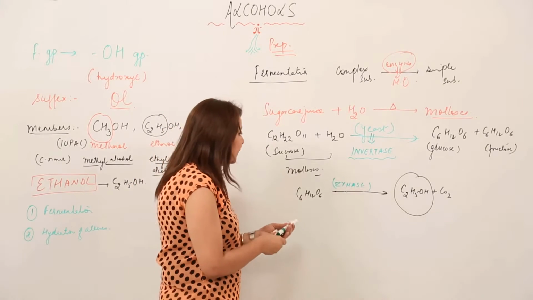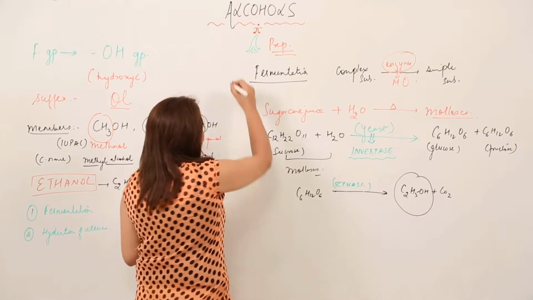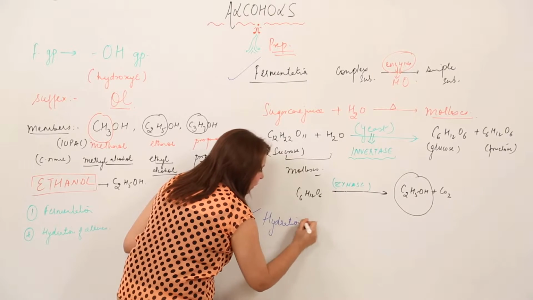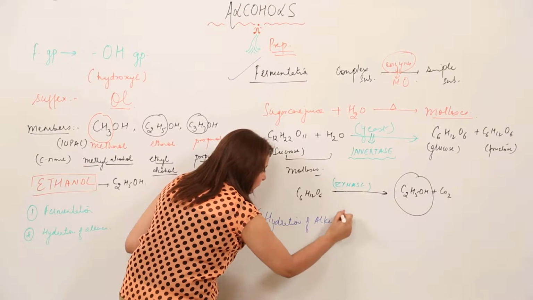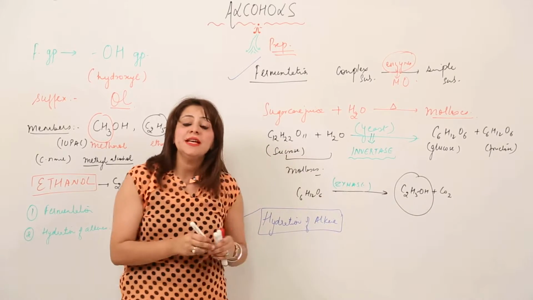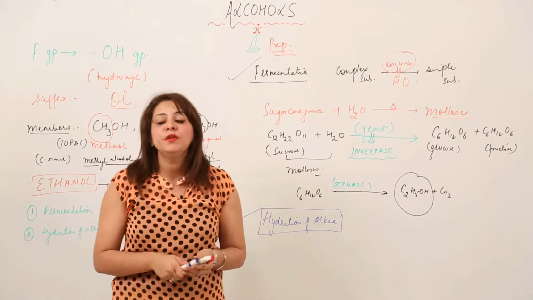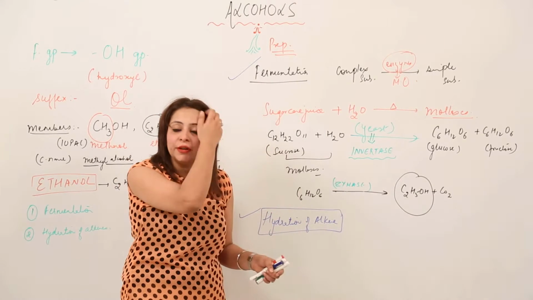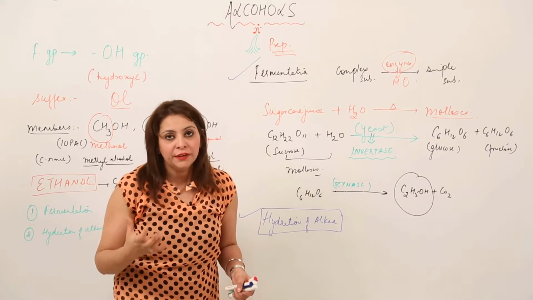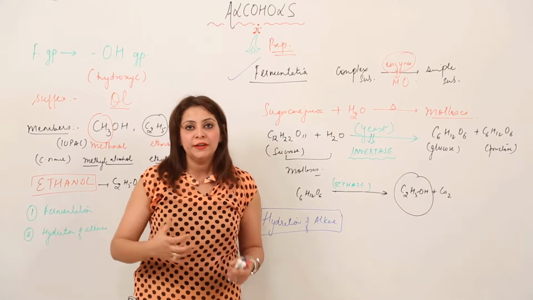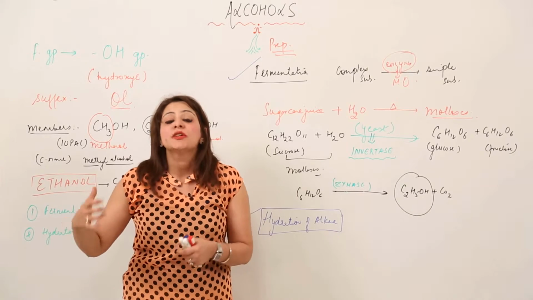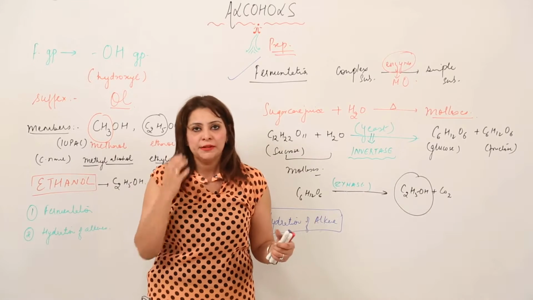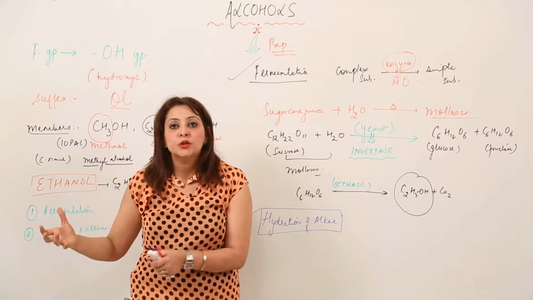So we have got another process, that is hydration of alkene. See, by the process of fermentation we can prepare only ethanol, but by this process of hydration of alkene we can prepare any alcohol, right? Suppose I wish to prepare the first member of alcohol, that is methanol. So what alkene should I be taking here? I'll be taking the same member, right? Suppose I need to prepare ethanol, so what alkene will I be taking?